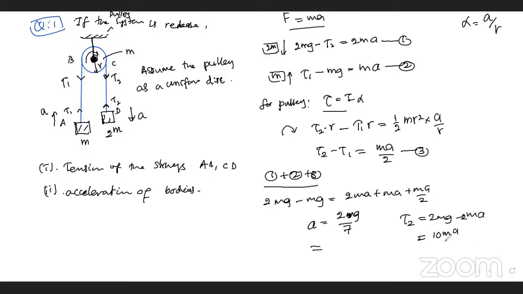This is 10mg over 7, the tension of the 2. Let's say that T1 equals ma plus mg. So a is g over 7. Yeah, mg, right? The a here, you substitute this value. And here there's 9mg divided by 7. That's how T1 and T2 are found. Acceleration is also found. Okay, right there.